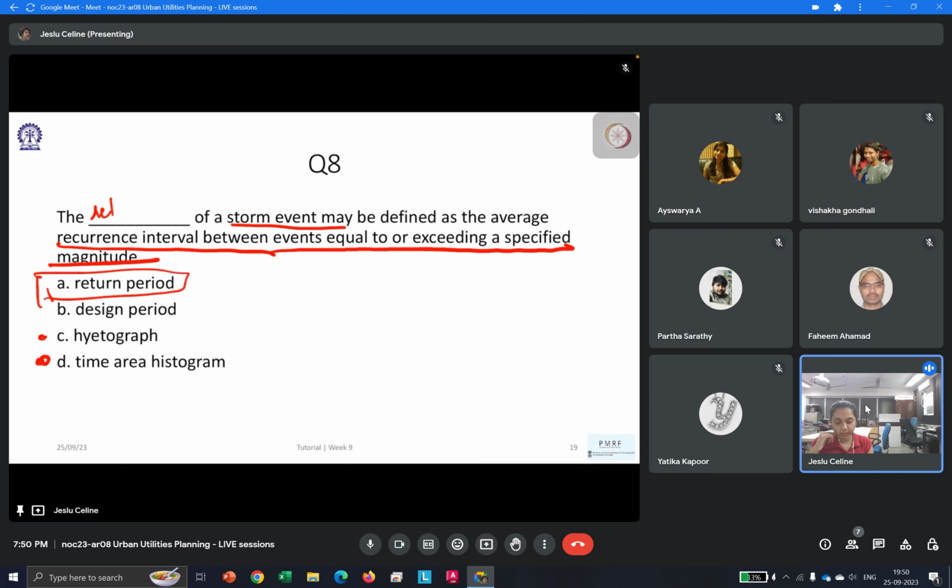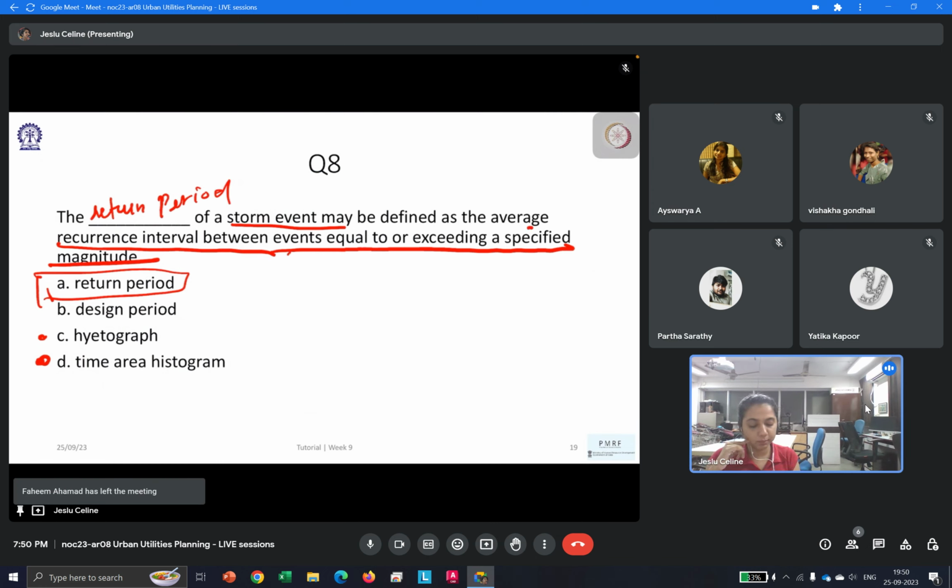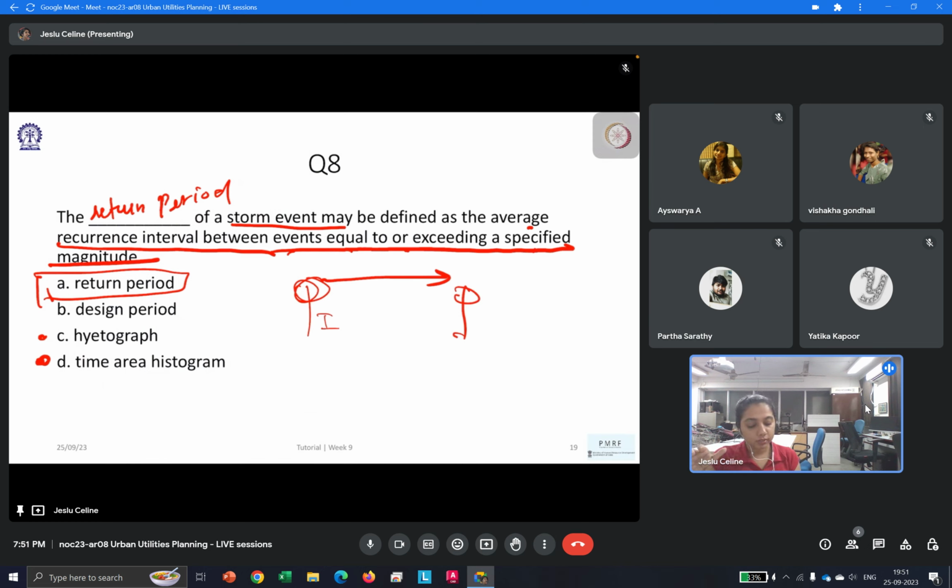So return period of a storm event may be defined as the average recurrence interval between events equal to or exceeding a specific magnitude. We briefly discussed this in our last week's lecture also. You have a storm event of intensity I. Now you look at after how long this same storm event will repeat, or something exceeding this I, something greater than I, after how long is it going to repeat? That is called the return period. It's the average recurrence interval between events equal to or exceeding this particular magnitude. That is called the return period of a storm event, by definition.